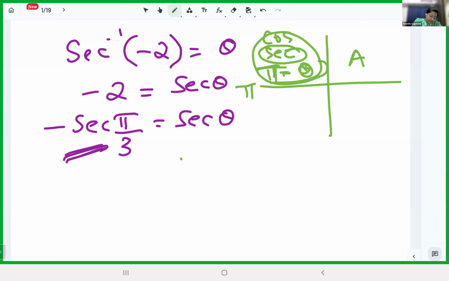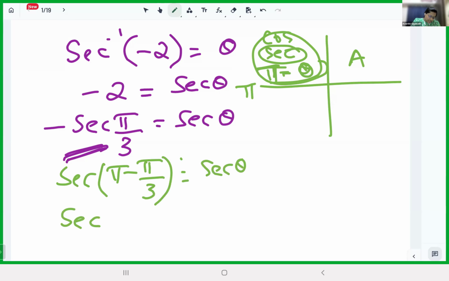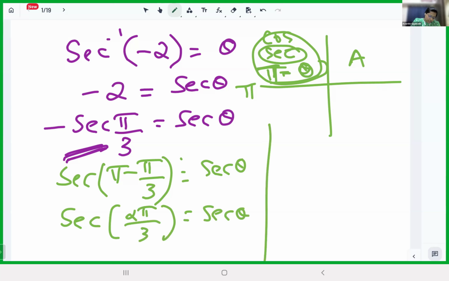So we can convert this as sec of pi minus pi by 3, that is equal to sec theta. So we can write sec of (3 pi minus pi) by 3, that is sec of 2 pi by 3, is equal to sec theta. So what is the value of theta? Theta is equal to 2 pi by 3.